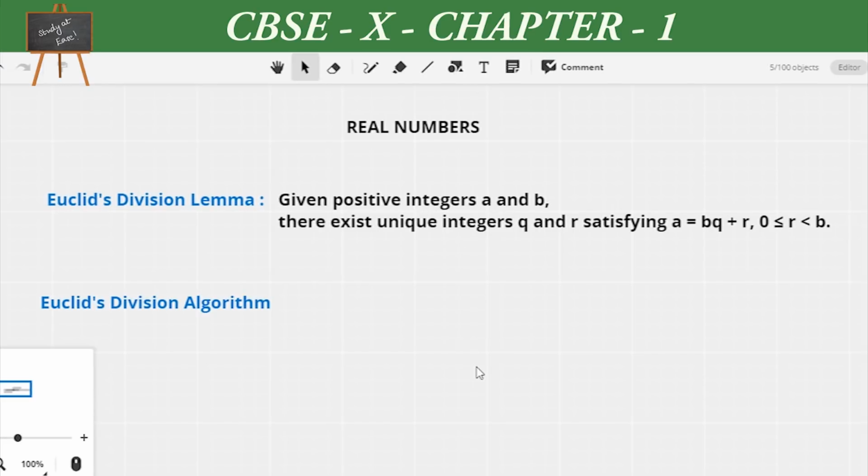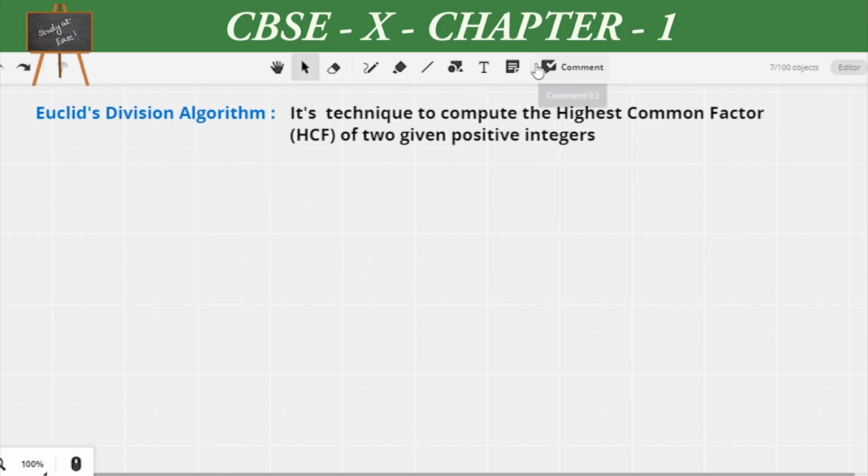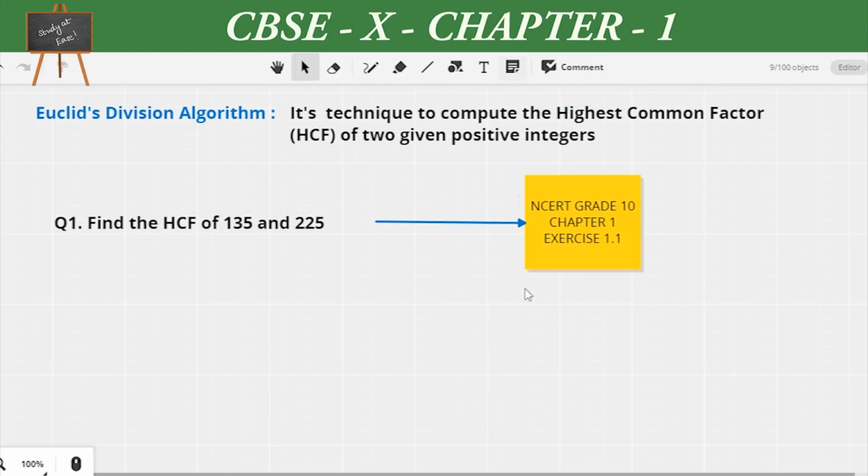Euclid's division algorithm is a technique to compute the highest common factor, that is the HCF, of two given positive integers. Let me tell you, this Euclid's division algorithm is derived from, or it is based on, Euclid's division lemma. Now, to understand more about the division algorithm, let's have a look at one of the example questions.